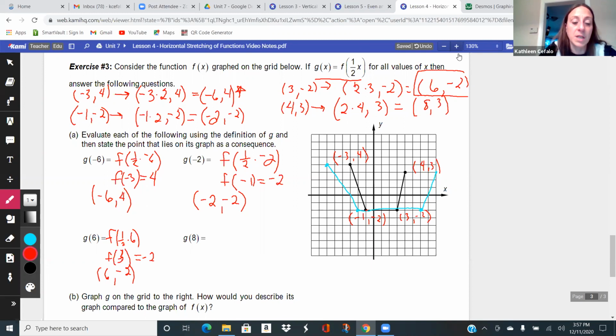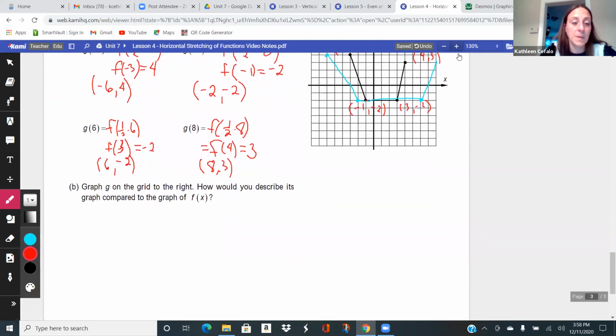I would try the last one. G of 8. So again, calculation wise, I should be doing 1/2 times 8. So that's saying I should be finding the f of 4. As I read over 4 up 3. So I know the f of 4 gets me 3. So that means in my new function, my g function, when x is 8, y is 3.